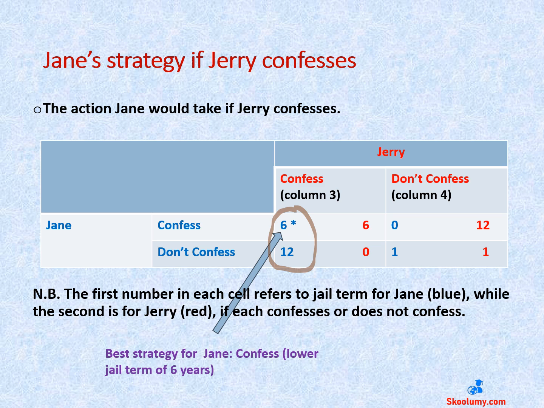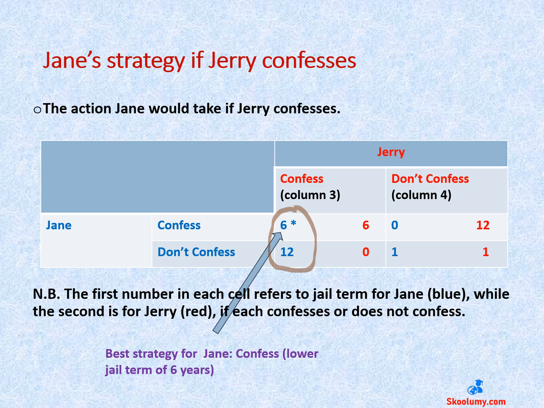Which option or strategy is better for Jane if Jerry confesses? To ascertain the strategy of Jane, we will consider the effects of the actions of the other suspect, Jerry, on her payoff or jail term. This determines the option that Jane will choose.